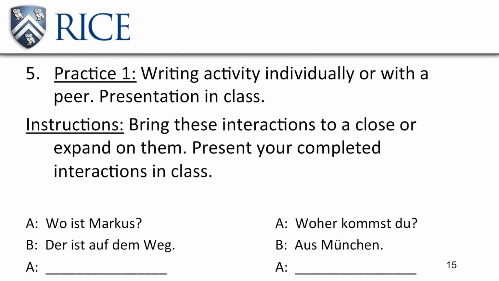So here's some examples, what kind of activity I would do. So bring these interactions to a close. These are the instructions: expand on them if possible, and then present your interactions in class. And these are very simple WH questions. Here's something like, "Wo ist Markus?" Where is Marcus? And then person B responds, oh, he's on his way. So would you stop there, or would you actually evaluate that, respond to that? What would you say in German?